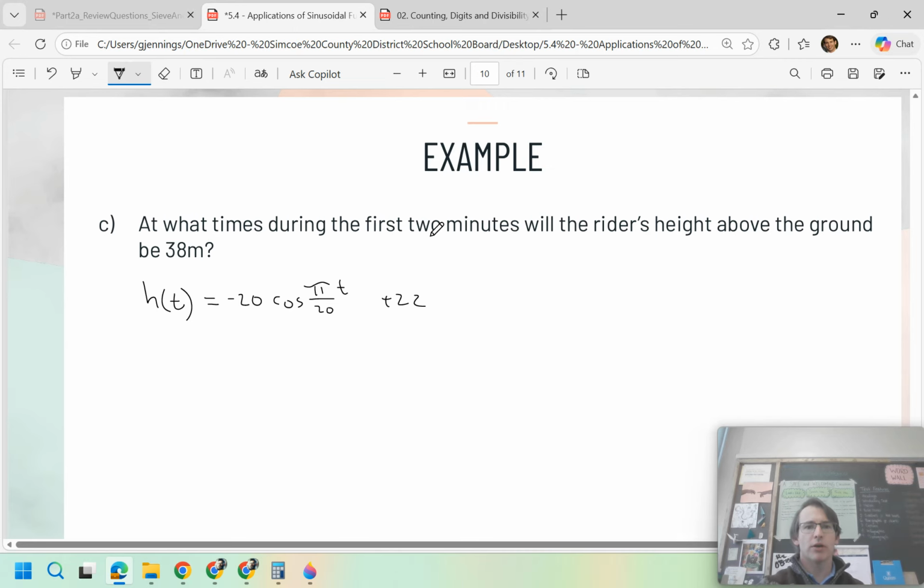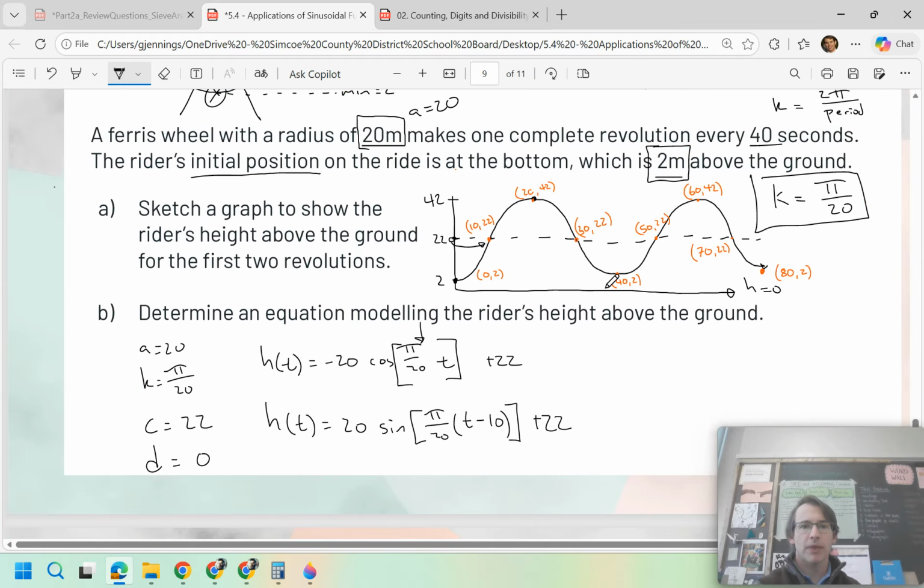Okay. Now we want to know the times during the first 2 minutes when the rider's height above the ground will be 38 meters. 2 minutes is a little bit awkward. That's 120 seconds. So we are talking about the first 3 periods. And in the first 3 periods, I expect 2 solutions per period. We should find 6 solutions. So I go up here and I just kind of ballpark it. 38, there's my 38 there. And I'm seeing I get 2 solutions per period.